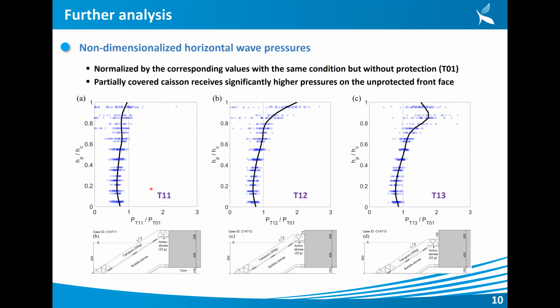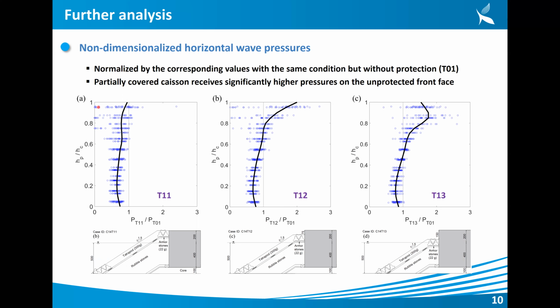Then the measured pressures were presented as a function of relative vertical position along the front wall of the caisson, or HP over HC. Here, HP refers to the vertical distance from the caisson bottom, and HC refers to the caisson height. So the value of HP over HC ranges from 0 to 1. In addition, the pressures measured with the protection in front of the caisson were normalized by the corresponding values with the same condition but without any protection of the caisson.